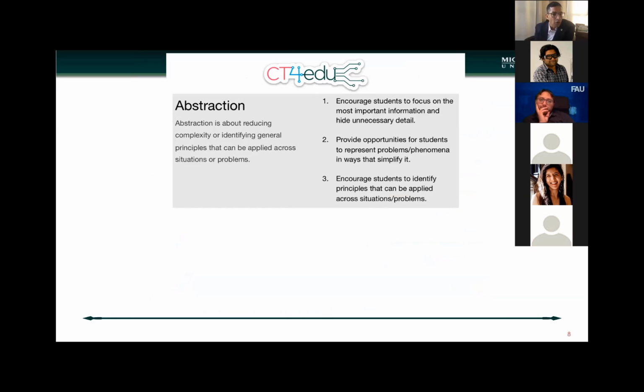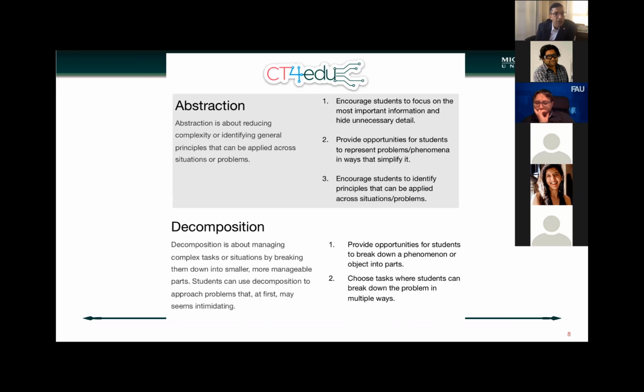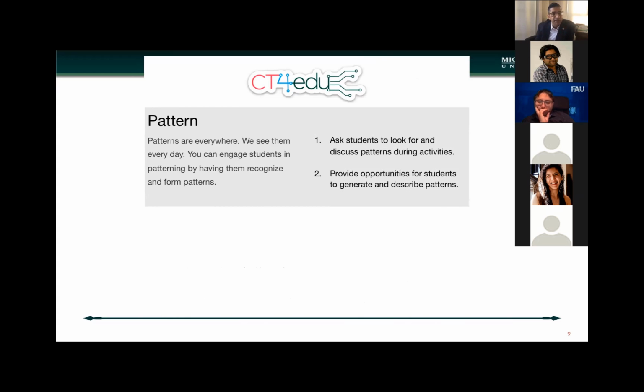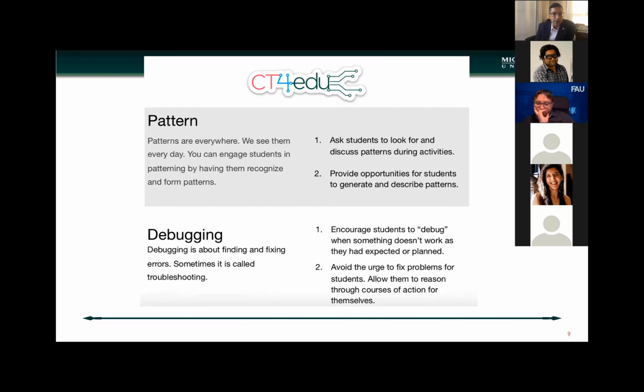So we focus on 4 CT ideas: abstraction, which is about reducing complexity or identifying general principles that can be applied across situations. We focus on decomposition, about managing complex tasks by breaking them down. We focus on patterns. So how can teachers engage their students in patterns, both recognize and form patterns? And we focused on debugging. How can that be used as an approach to finding and fixing errors? So that was something the teachers really took on and applied, and students applied in math context especially.